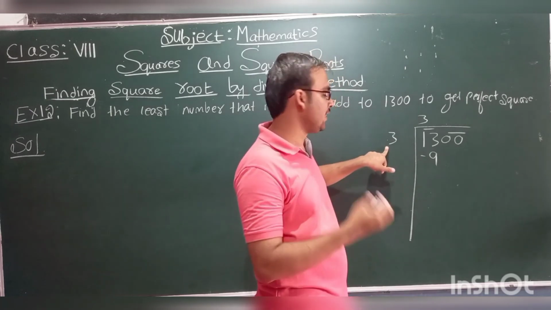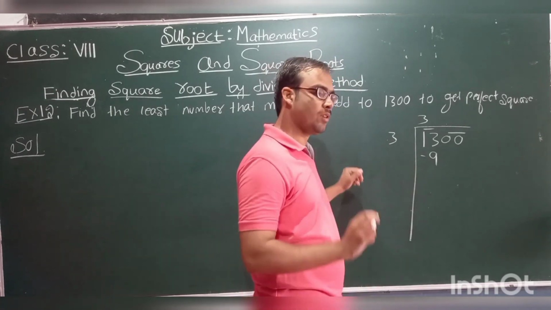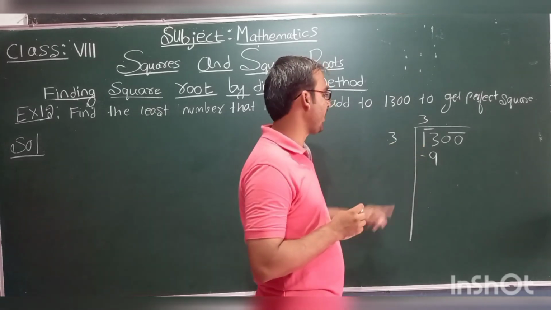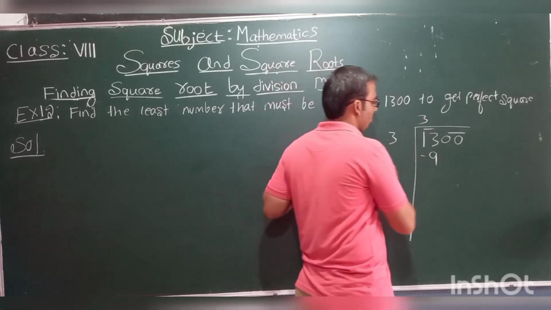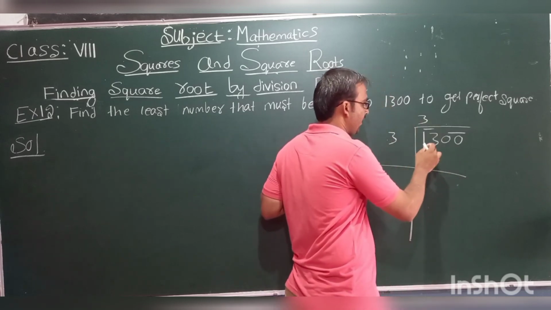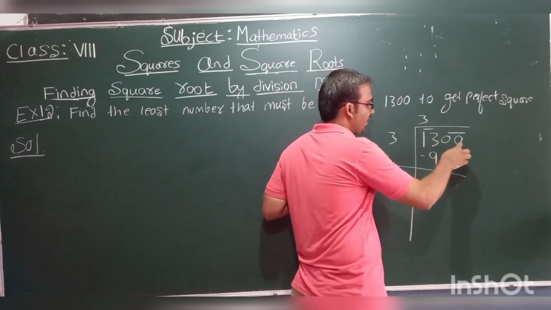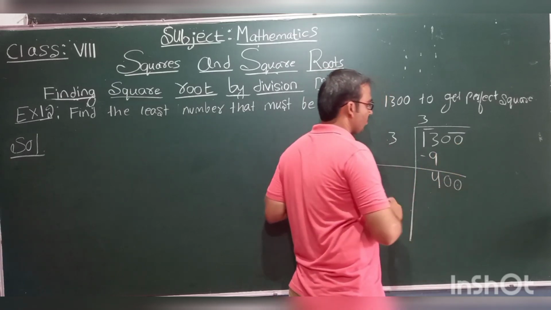Why? Because 3 square is what? 9. We should not take 4. Why? Because 4 square is 16 and it is greater than 13. So take 3. So now 3 3s are 9. 13 minus 9 is what? 4. Next bring these numbers down.